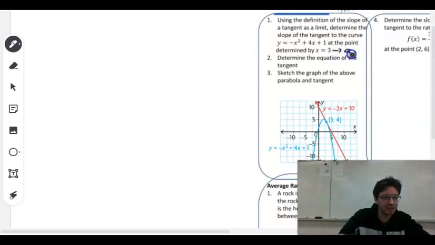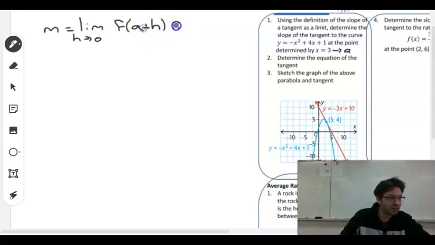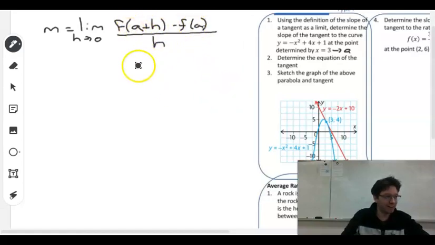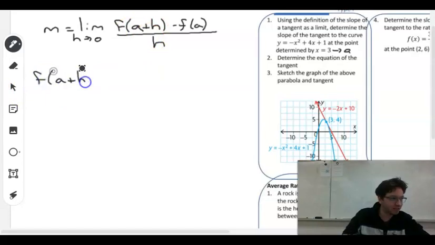In our equation, just as a reminder, our slope is written as the limit as h approaches 0 for the function at that value a, whatever point you're looking at, plus h, minus that function at a, all divided by h. Okay, so let's look at what each of these are. Well, we know what h is, but let's just separately look at what is f at a plus h.